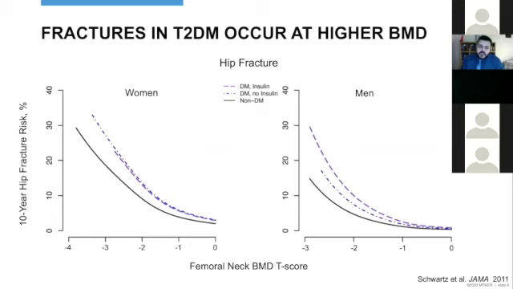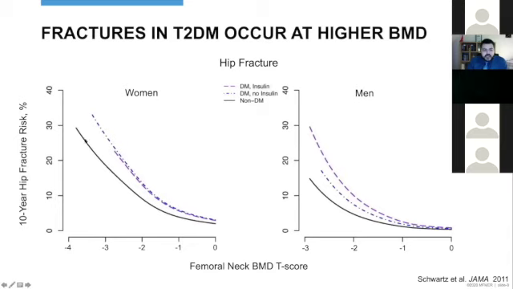But what's most interesting is that patients with type 2 diabetes actually have an increased risk of fracture at a higher BMD compared to what we're used to in the general population. So looking at this data from Ann Schwartz, this is pooled data from 3 large cohorts, the SOF, the MrOS, and the Health ABC. Looking at all 3 cohorts, which was about 17,000 patients, 2,000 of whom had diabetes.